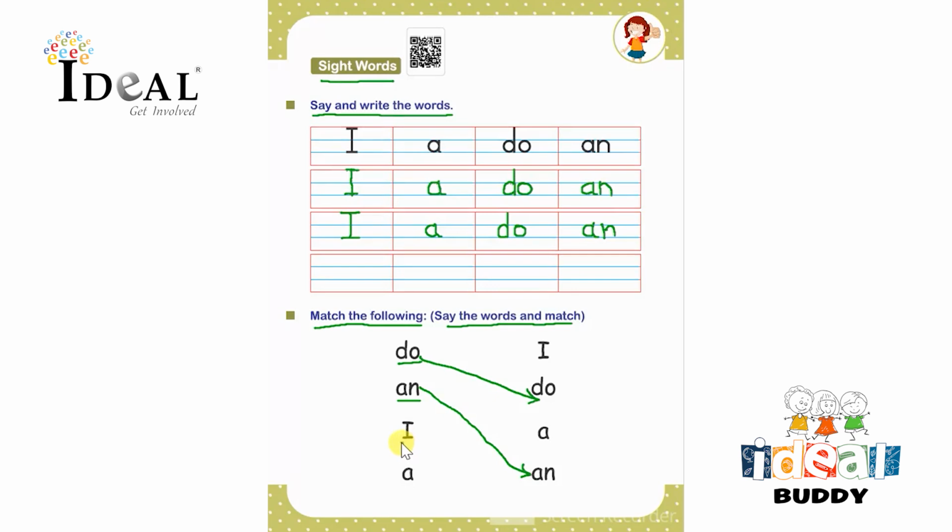Next word is I. Again they have to read the words on the right side and match the same. And the last one is A. So they have to match the same correctly.